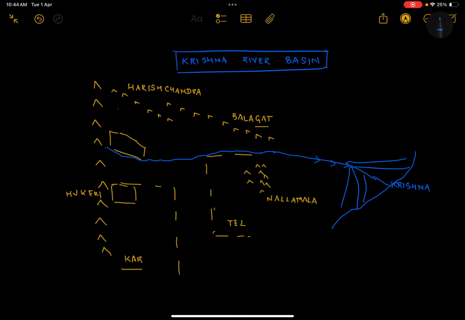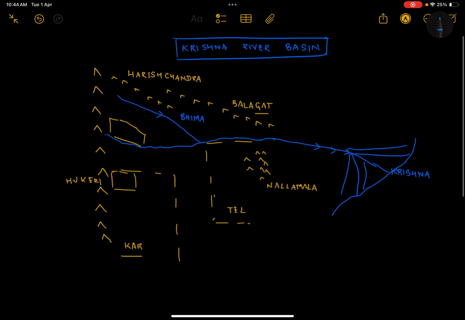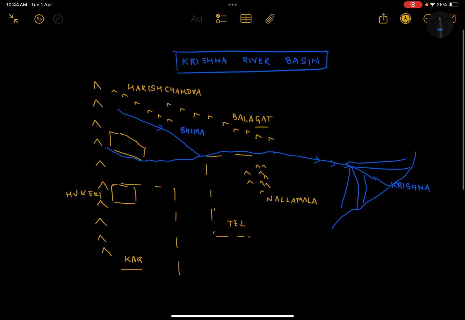If you look at the left bank tributaries, there are three major tributaries. The first and an important left bank tributary is of course River Bhima. Bhima originates close to the city of Pune and then moves in a southeasterly direction. It meets the River Krishna in Karnataka along Karnataka's northeastern border. And then we have two rivers which are again flowing from the western to the eastern side.